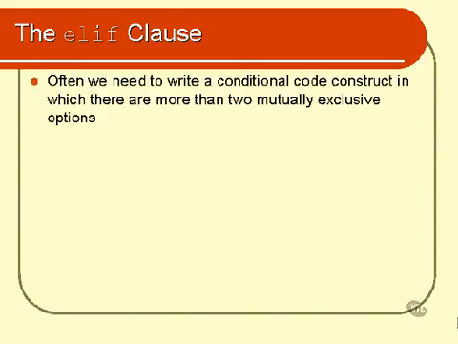Well, sometimes we need to write a piece of conditional code in which there are more than two mutually exclusive options. So far we've only seen a maximum of two blocks of code that we can run depending on the value of a certain command. Well, we may want to write a piece of code in which there are 3 choices, or 4 choices, or 25 choices. Let's have a look at what that might look like.